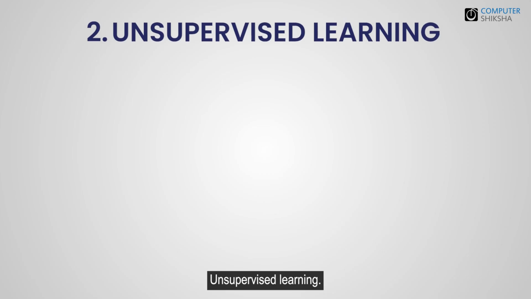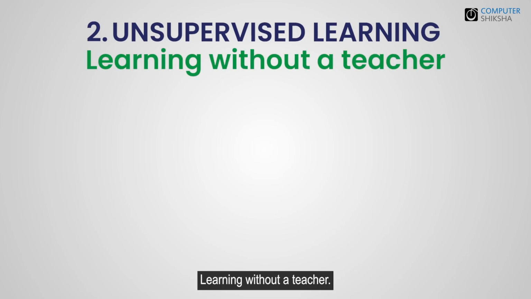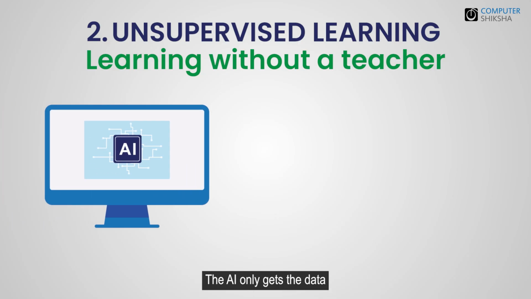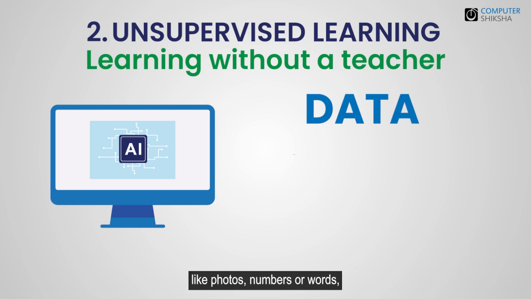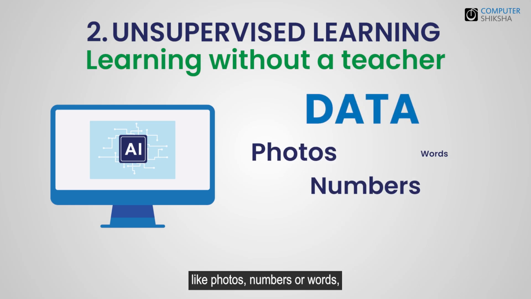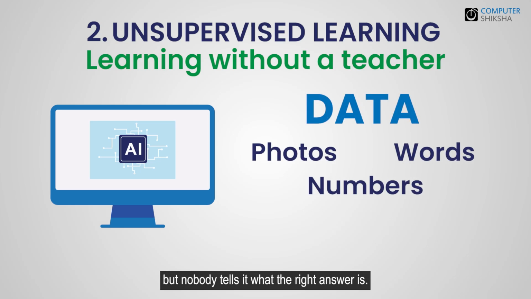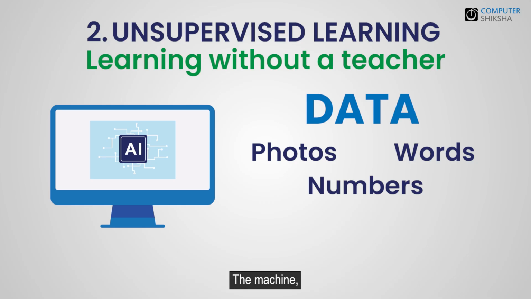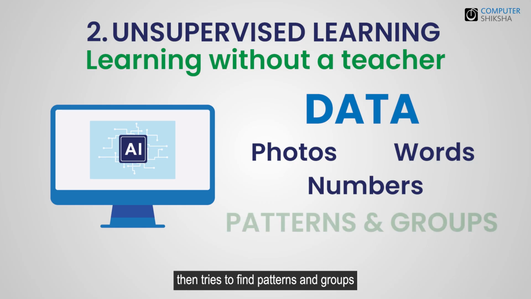Unsupervised learning. Learning without a teacher. In unsupervised learning, there is no teacher and no answers are given. The AI only gets the data, like photos, numbers, or words. But nobody tells it what the right answer is. The machine then tries to find patterns and groups by itself.